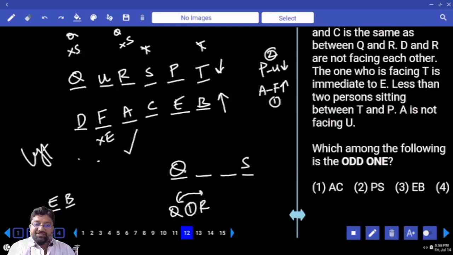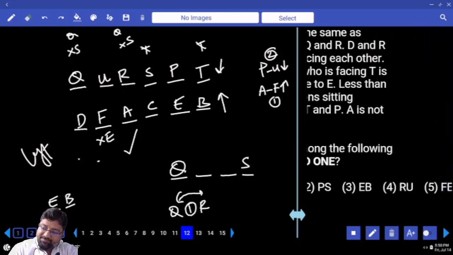Which among the following is the odd one? A and C, adjacent? Yes. P and S. E, B. R, U. F, E. No. 2 persons between F and E.